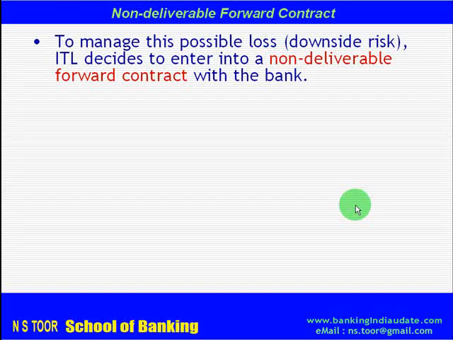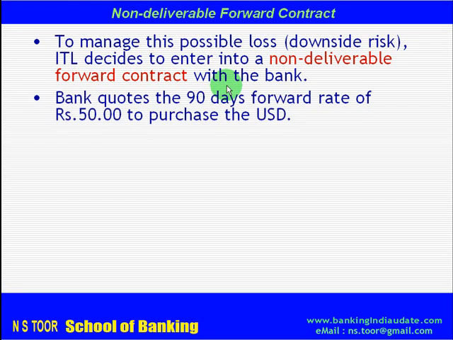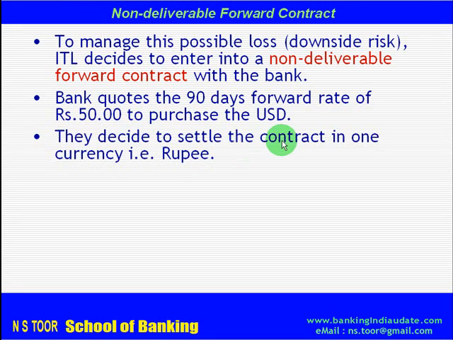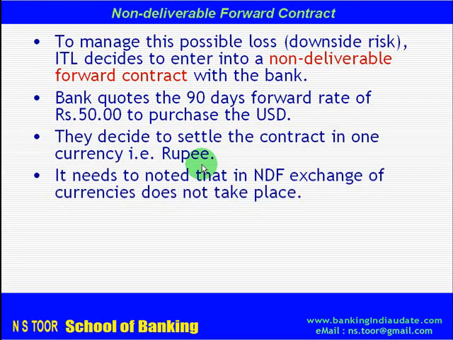Accordingly, to manage this risk, they enter into a non-deliverable forward contract with the bank. In this case, the bank quotes the 90-day forward rate of 50 rupees, meaning no premium, no discount. And they decide to settle the contract in one currency. As I have already said, it needs to be noted that in an NDF, the non-deliverable forward contract, settlement is only in one currency, so no exchange of currencies takes place.